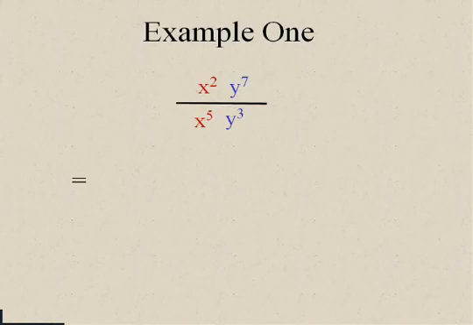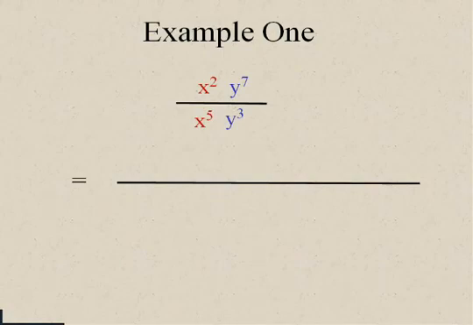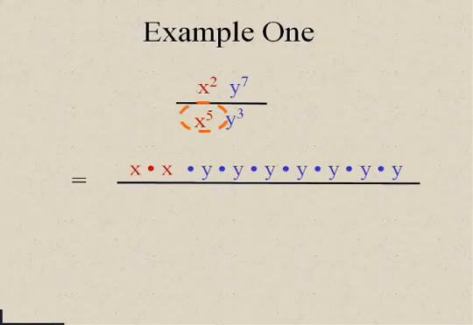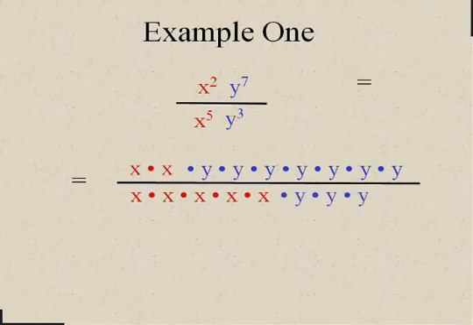Now what am I going to do? Well, in this problem, let's break up each of the expressions and see what they're equal to, and then we'll look for 1s. Doesn't x squared really equal 2 x's multiplied? Y to the 7th is 7 of them. X to the 5th is 5 x's, and y to the 3rd is 3 y's.